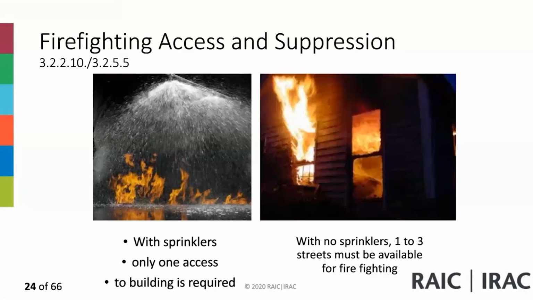Firefighting access and suppression, 3.2.2.10 and 3.2.5.5. For a building with sprinklers, one access is needed, typically to the front entrance, unless the fire department allows another access to be provided, and that's under an alternative solution. When you have no sprinklers, depending on the building construction, you need to have access for firefighting and access to the building.